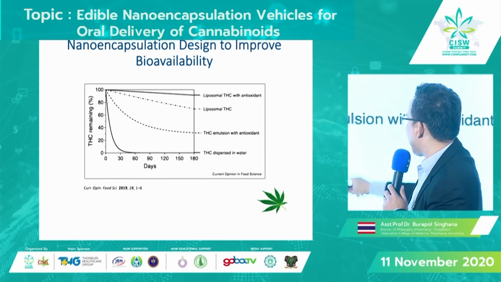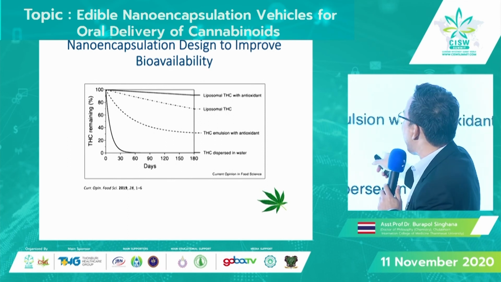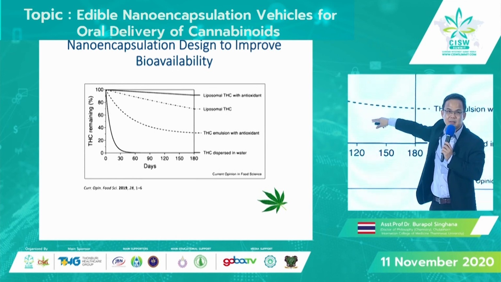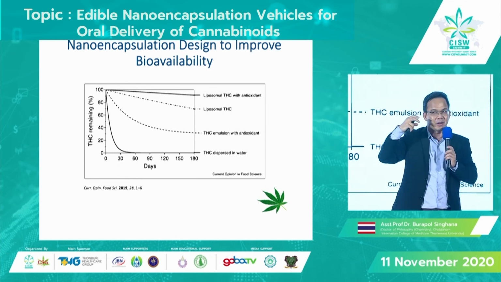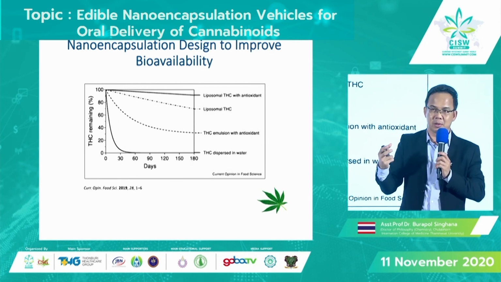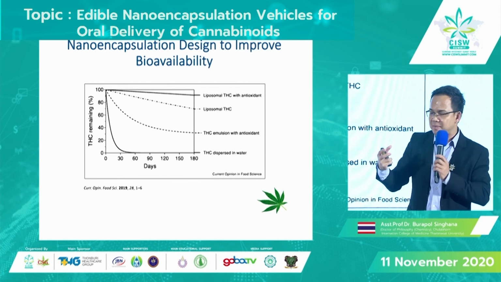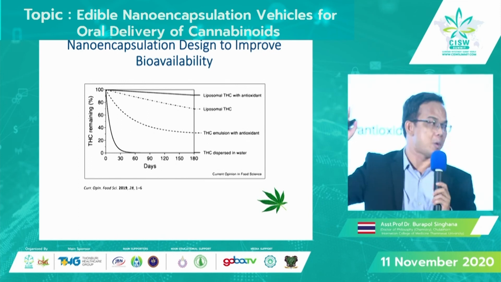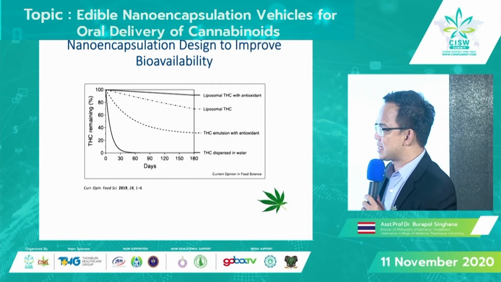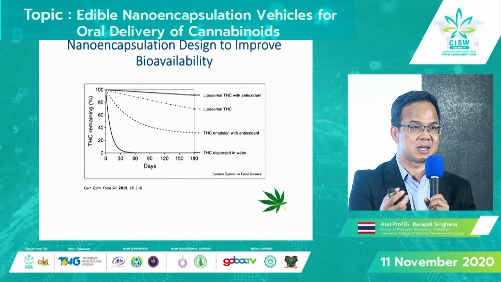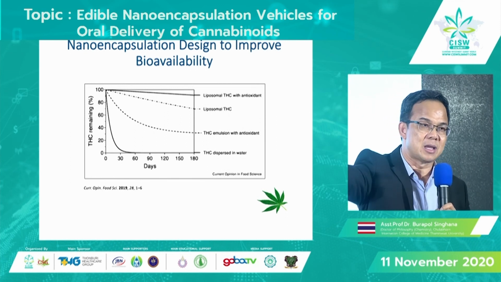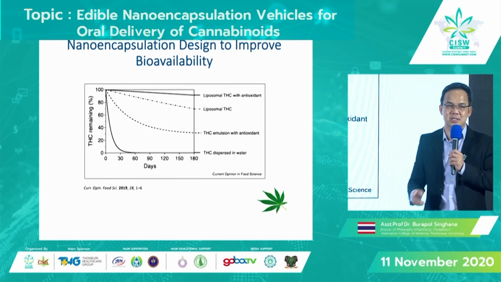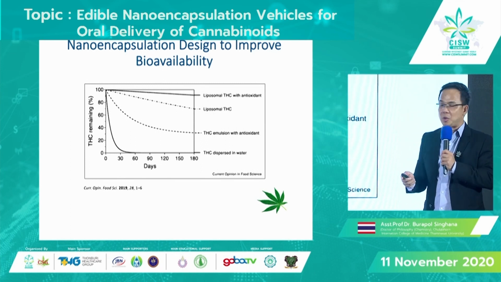If you use just an emulsion with antioxidant, it decreases a little bit faster. But if you do not add nanoparticle or liposome or anything like that, and you just make water with THC, the THC is going to decompose really fast. Just 30 days, and you get zero. That means if you mix THC with water and put it in the market, like 7-Eleven, after just 1 month you have to take it off the shelf because there is no THC activity anymore.